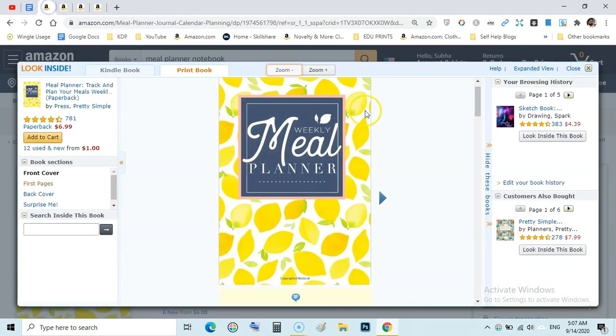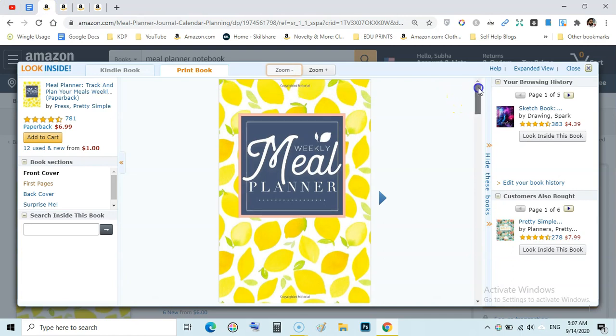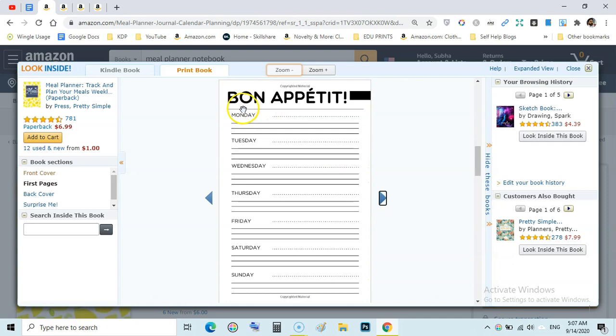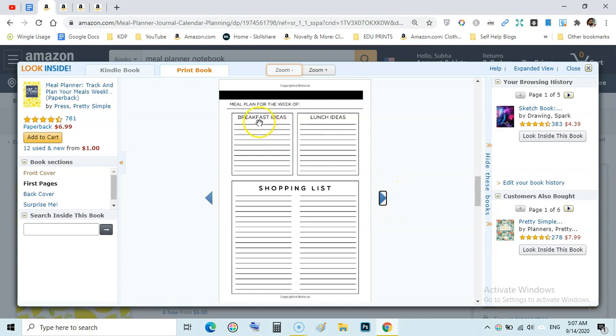So the first one is this meal planner. This is also an example of a low content book, a weekly meal planner. So let's check out its inside. You can see here there is text: Monday, Tuesday, and also other text like breakfast ideas, lunch ideas, shopping list, and meal planner for a week.